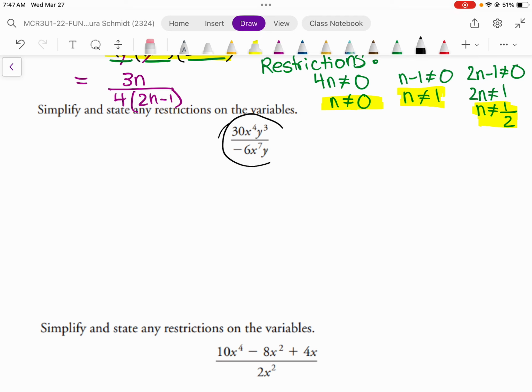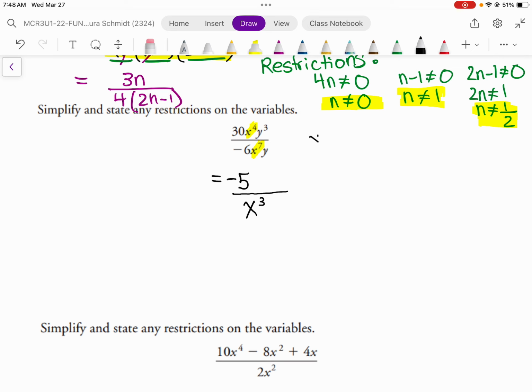So this one's just a jumble of stuff. In these ones, you're really just canceling stuff. I don't know if this is really complicated, but 30 divided by -6 would be -5, so just simplify that right off the bat. X to the power of 4 divided by x to the power of 7. This is like an exponent law question. If they have the same base, you can just subtract the exponents, giving me x to the power of -3. But I'm going to put that in the denominator and make it x to the power of 3.